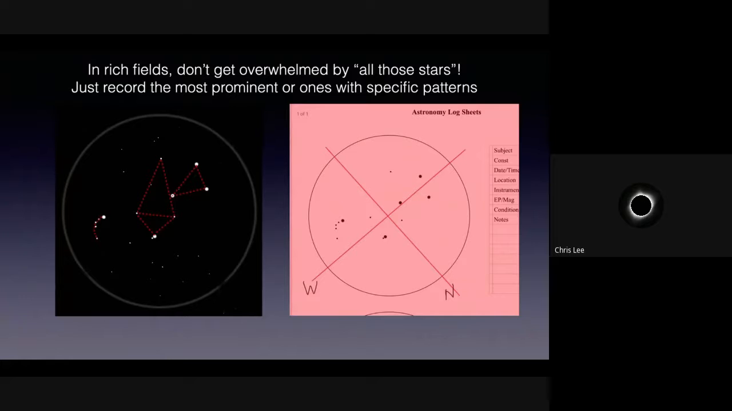Lightly sketch the positions of the brighter and then fainter stars. You can go back and darken your stars and objects later when you're satisfied with their placement. You don't need to record every star. That's one thing that makes sketching at the eyepiece feel overwhelming, all those stars. Just record the stars that are most prominent or have a specific pattern that helps define the field.